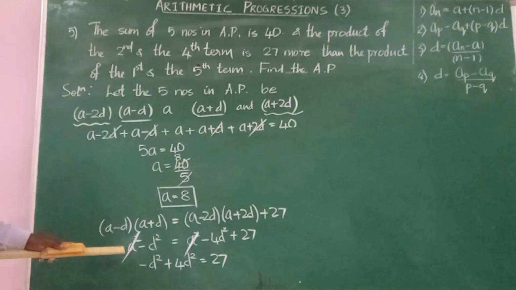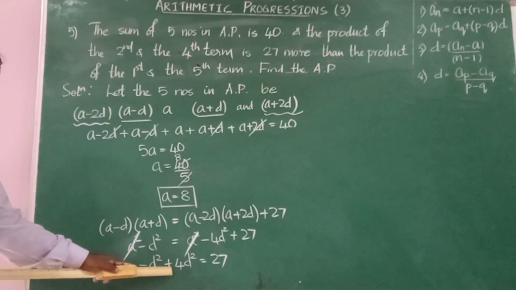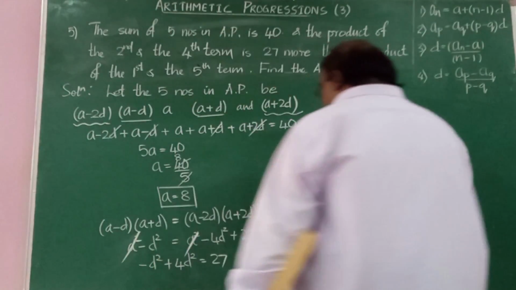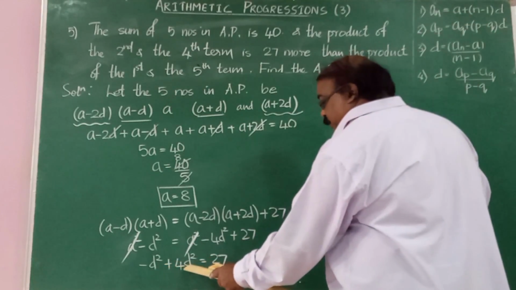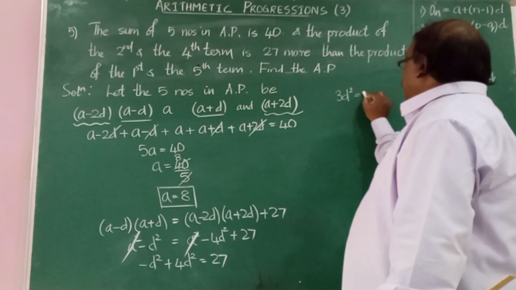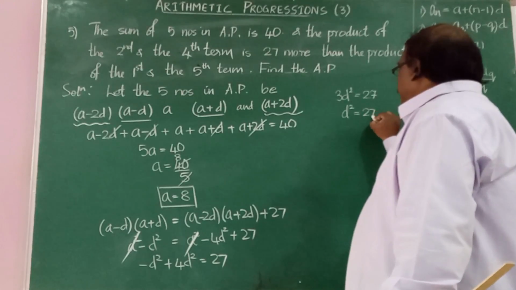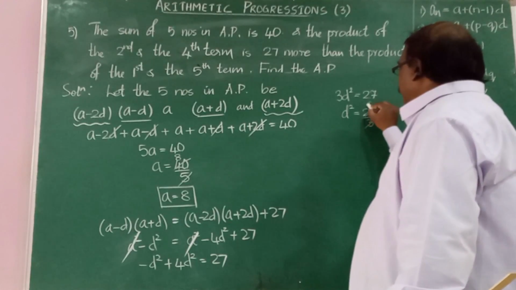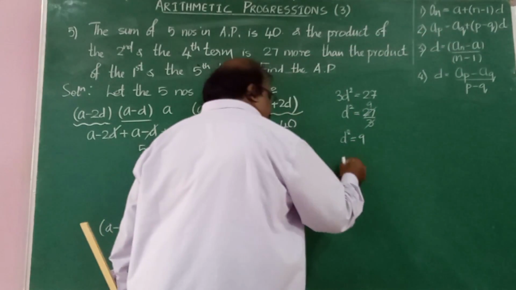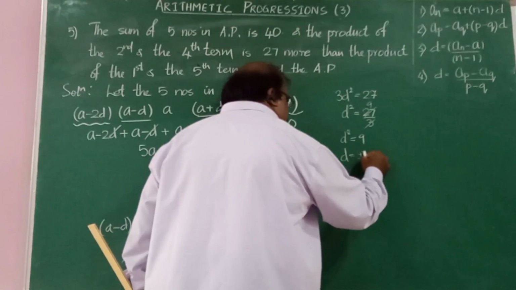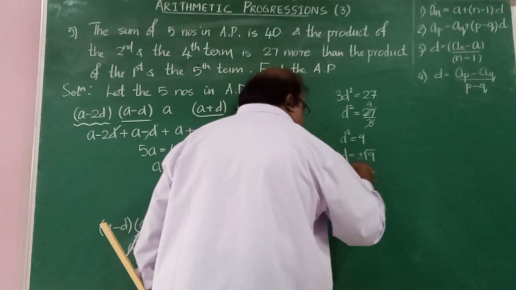Right? I cancelled A square from the left and A square from the right. Minus 4D square coming on the left becomes plus 4D square. So I get 3D square is equal to 27. So D square is 27 upon 3. So what is D square? 9. Now when I say D square is 9, once again I get two answers, because the square root of 9 can be plus 3 and it can also be minus 3.